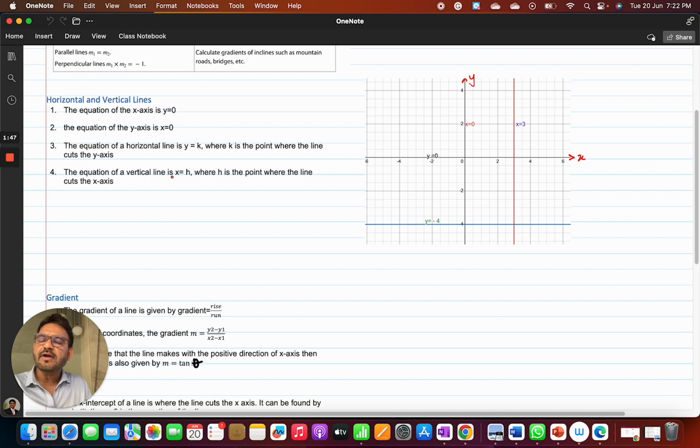The equation of a vertical line is x = h. So all the vertical lines have equation of the form x = h, where h is the point where the line cuts the x-axis. So this is x = 3. Similarly, if you have a line over here, this will be x = 4. So all vertical lines will have equation of the form x = h. So not to be forgotten. Something very simple, but yet children forget this.